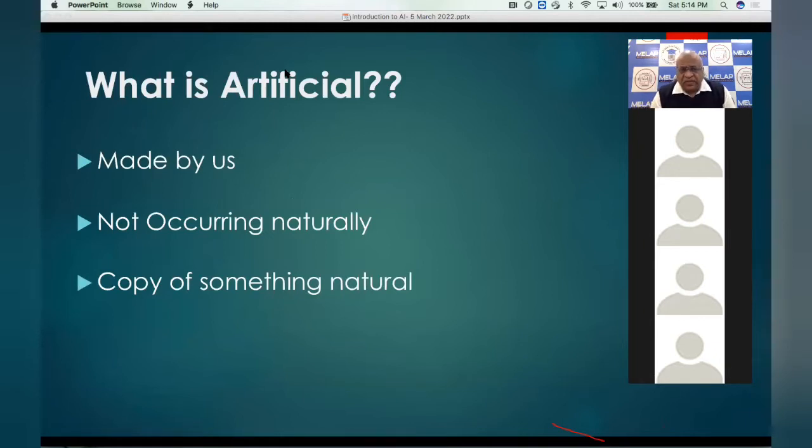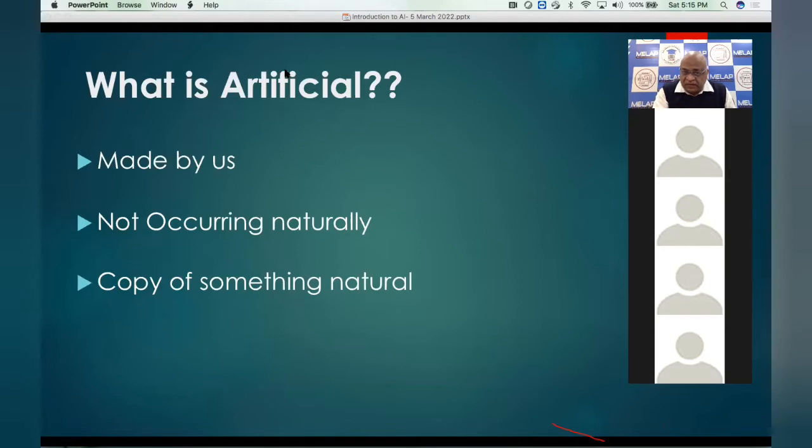There are two terms. One is artificial, another is intelligence. Artificial is something which is made by us and not occurring naturally, or you can say made by us, which is a copy of something which is occurring naturally.